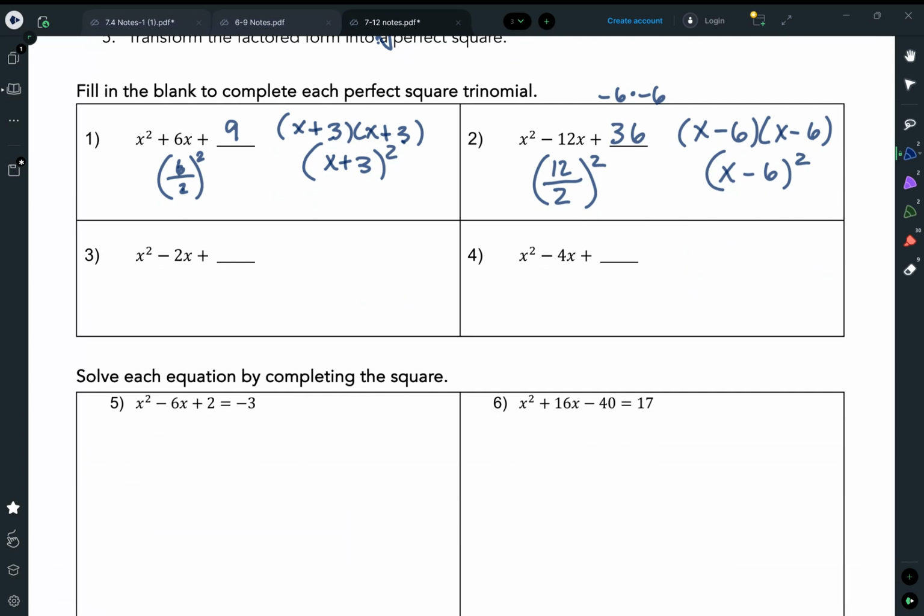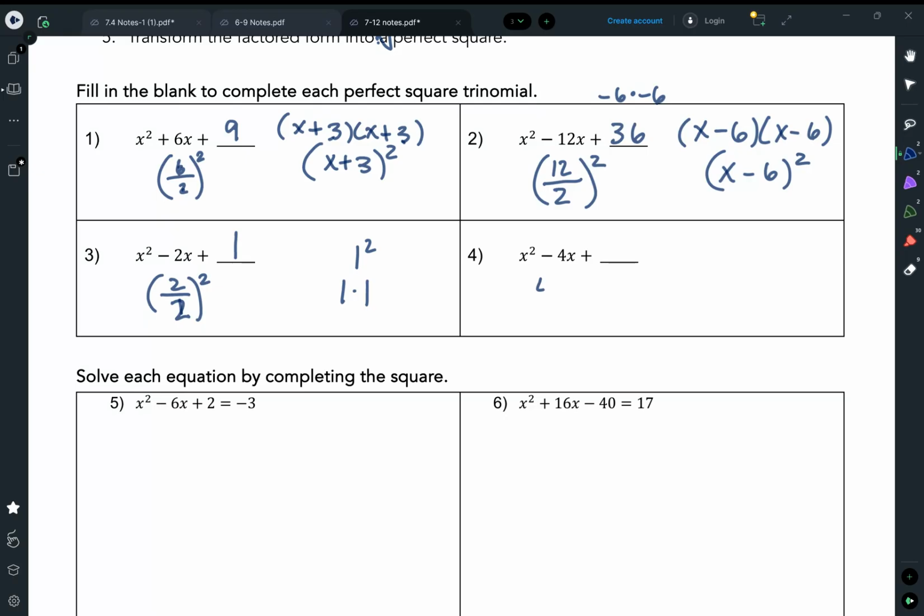Looking at the next one, same thing. I'm going to quit the factoring step now. We're just going to come up with the number that completes the square. 2 divided by 2 is 1, and then we square it. 1 squared is just 1. Make sure that you really believe that. 2 divided by 2 is 1, and then 1 squared means 1 times 1. That's 1. It's really tempting for people to put the wrong number on this one.